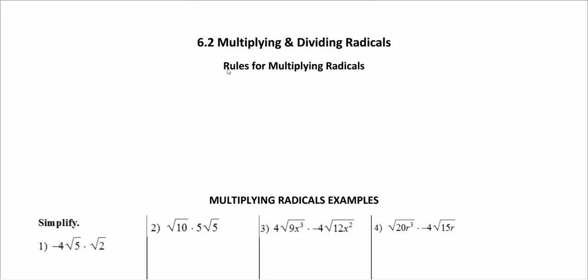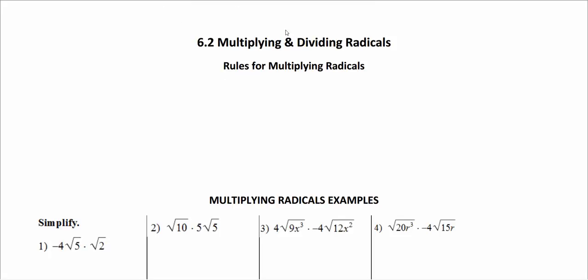That'd be crazy. 6.1 was all about simplifying, how to break them down and make them smaller, and go through that process. 6.2 is going to talk about how to multiply and divide radicals with different powers, square roots, cube roots, stuff like that, but also how to actually multiply the things together.